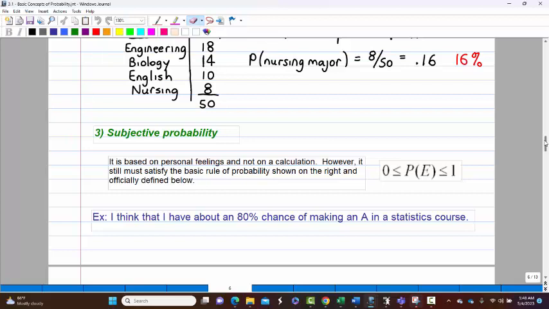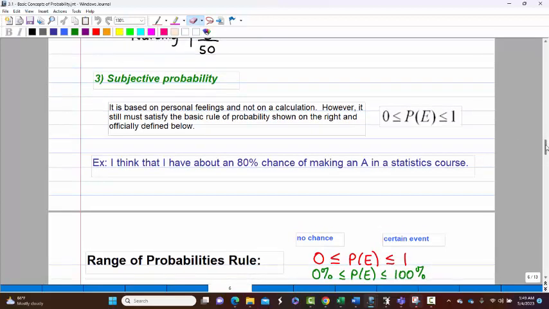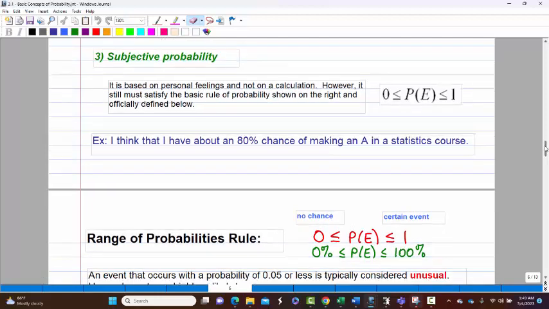Subjective probability. It's based on personal feelings and not really a calculation. Now however, you're restricted, and as I mentioned, you'll see this definition below. When you calculate a probability as a fraction or decimal, the answer has to be between 0 and 1. As a percentage, it would be between 0 and 100%. I'll go ahead and scroll down so we can see all that on the screen. So there it is. As a percentage, it has to be 100. So this is not based on any kind of data. It still has to be between 0 and 100.